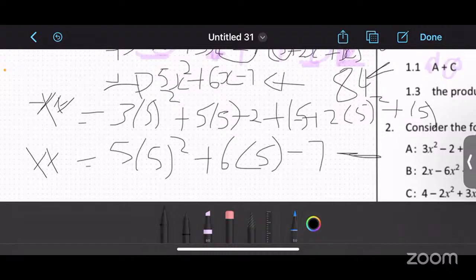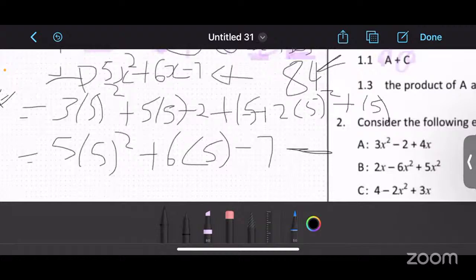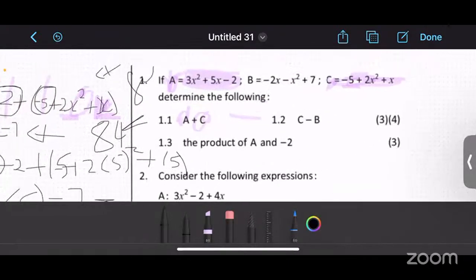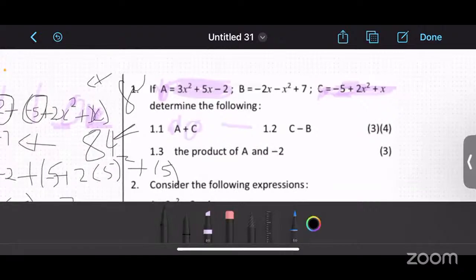Yes, ma'am. Perfect. Now let's go to 1.2. 1.2 says C minus B. So we're just going to replace the letters with the expressions that we are given under question 1. So we have C minus B. That means we're going to take C minus B.